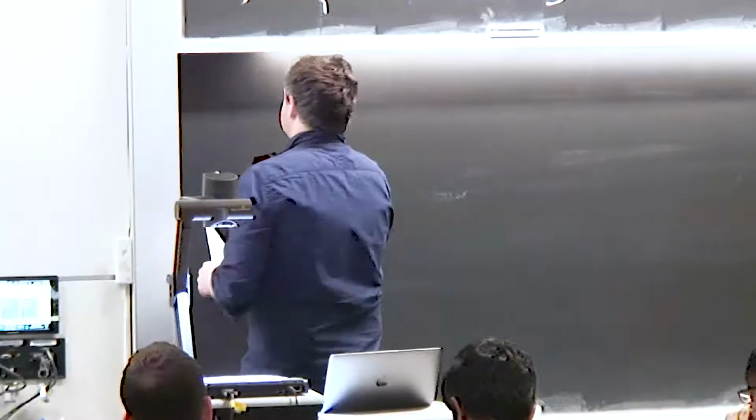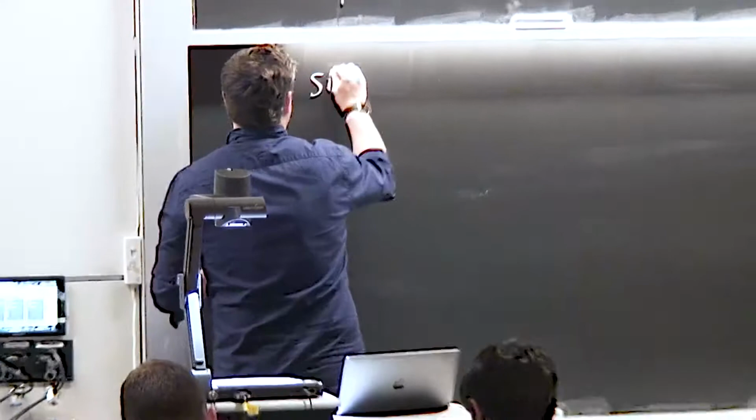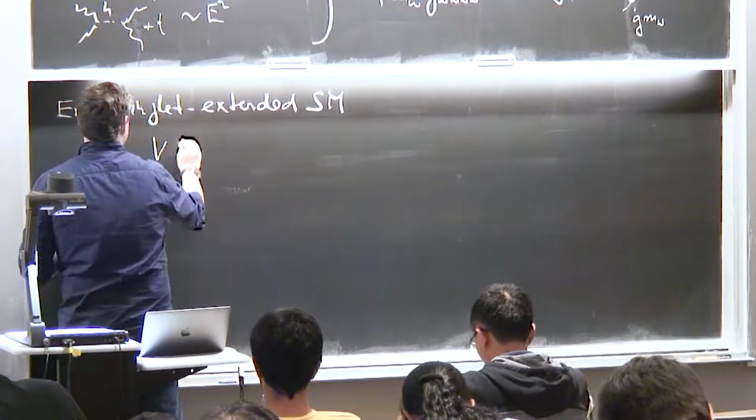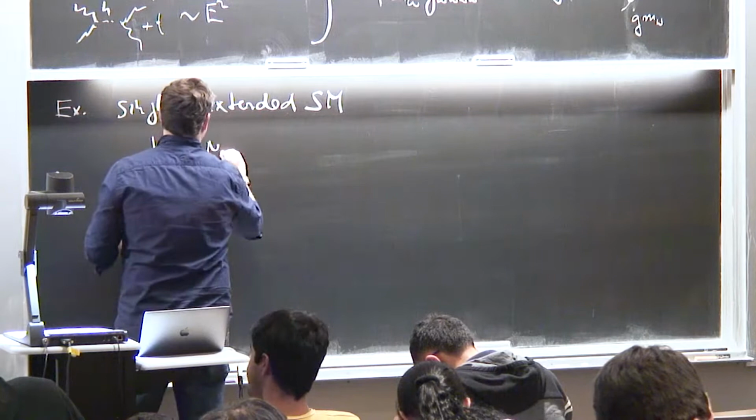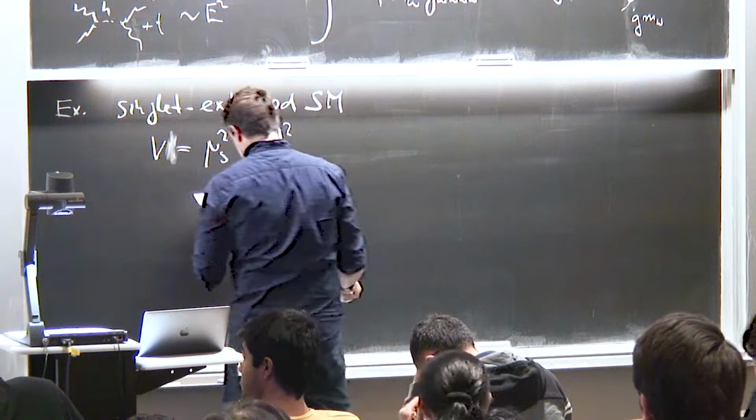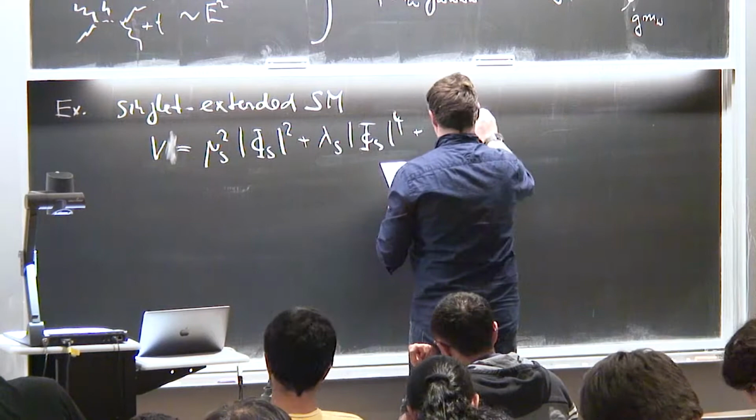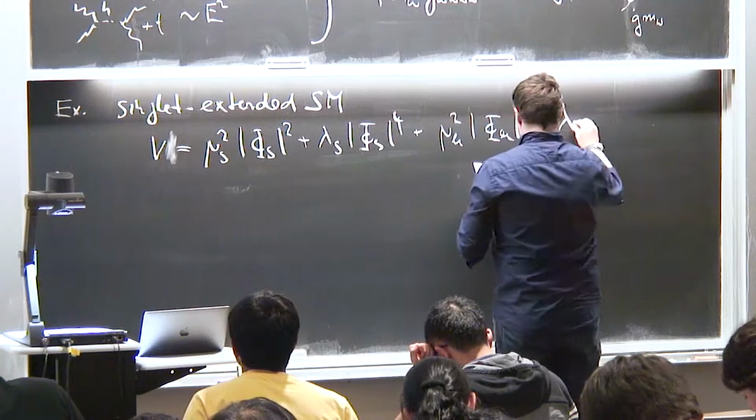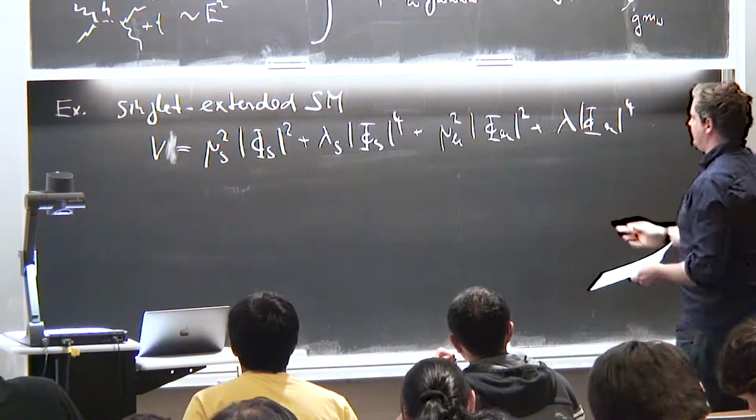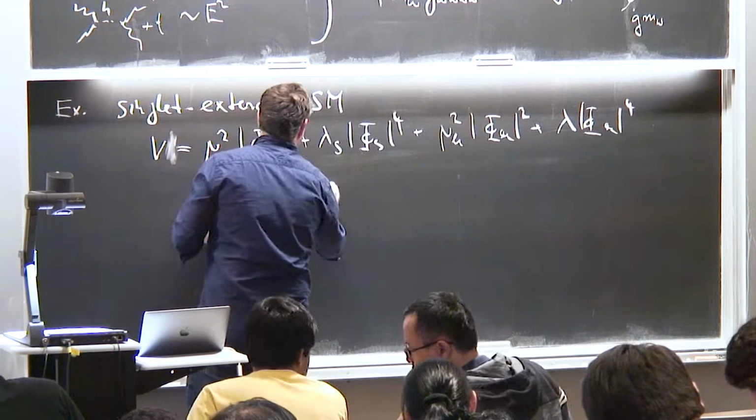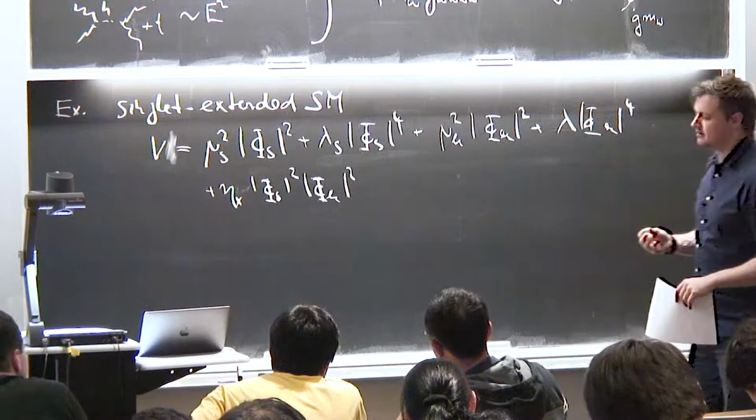So as an example, we have the singlet extended standard model, and can write down a potential that depends now not only on the Higgs sector but also on some hidden sectors. You can take a mu_s squared phi_s squared for the visible stuff plus a lambda_s phi_s to the power 4, and you have the same thing mirrored in the hidden sector, mu_h squared phi_h squared plus a lambda_h phi_h to the power 4. And because the squares of these guys are singlets, you can also mix them. Okay. Plus an eta times phi_s squared phi_h squared. So this is a perfectly renormalizable theory.